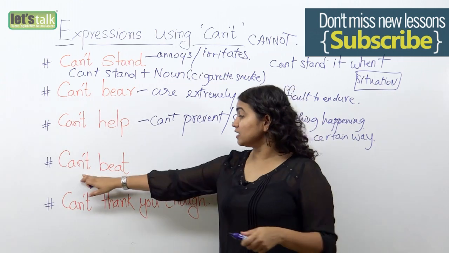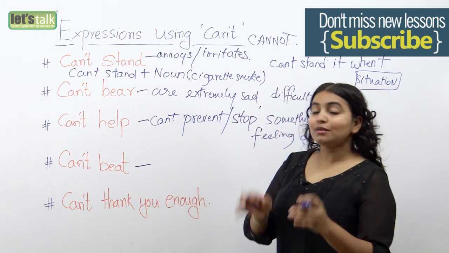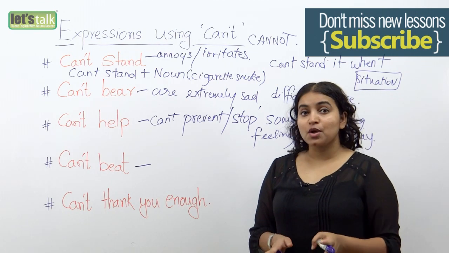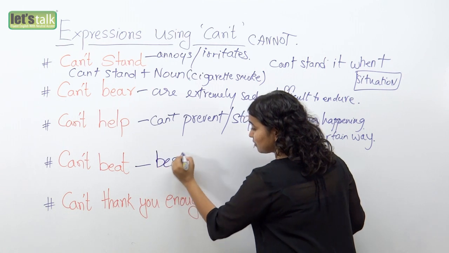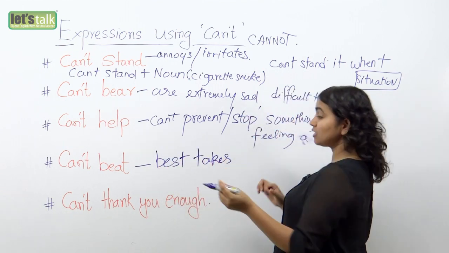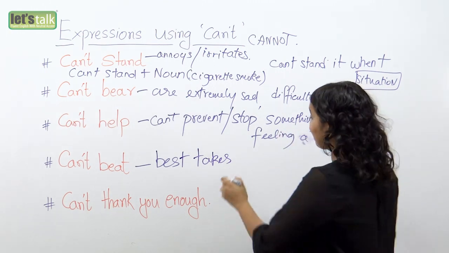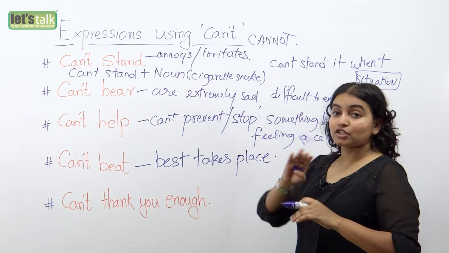And the next one is when you can't beat something. So can't beat is an expression you use when something best takes place, or an event which is the best happens. So there is nothing that can top it off, okay?